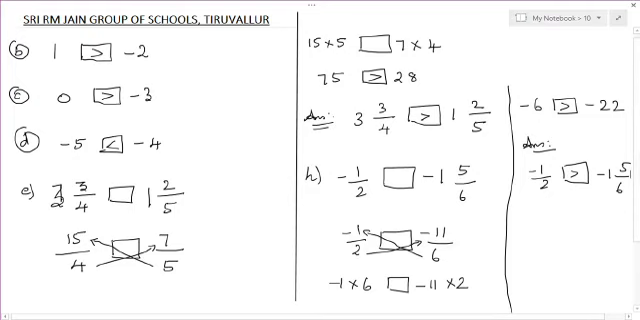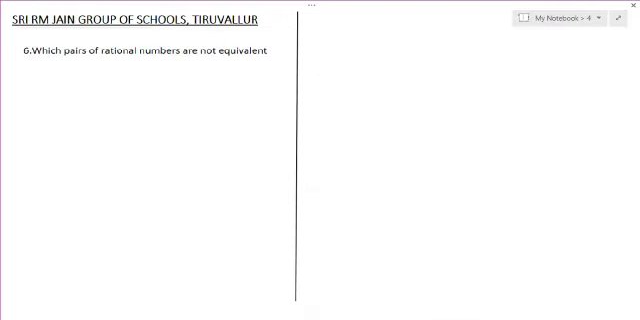Let us go for the next sum. Which of the following pairs of rational numbers are not equivalent? So equivalent means if you make it in the simplest form, both the numbers should be equal. So we are going to find which of the following pairs are not equivalent. So let me do a sum.